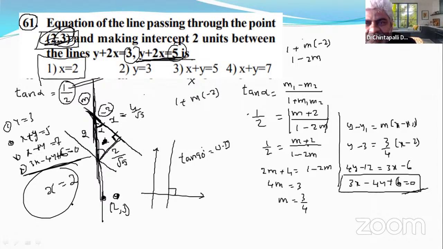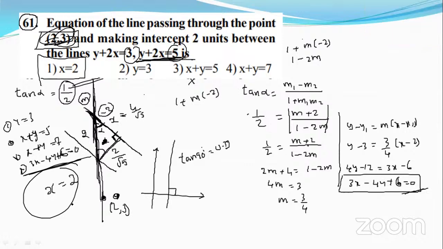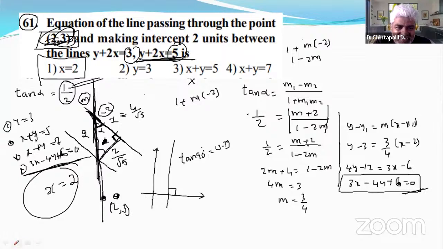There is only one exam, that is JEE Advanced, which means IIT Entrance. In that exam, there are questions like this. First option x is equal to 2, second option y is equal to 3, third option x plus y is equal to 5, and the fourth option is 3x minus 4y plus 6 is equal to 0.